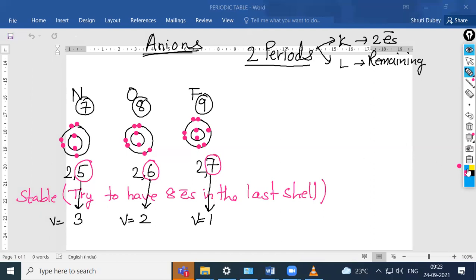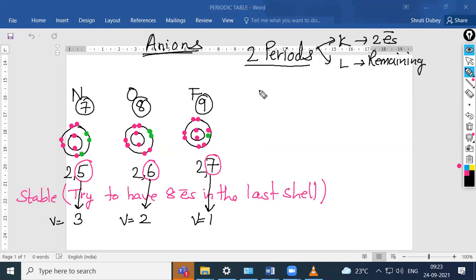So let us add these electrons which they have taken. Nitrogen is going to take 3 to complete the octet. So here 1, 2, 3, 8 is completed. Oxygen will take 2 to have 8 electrons in the last shell. Fluorine will take 1 to complete 8 electrons in the last shell.